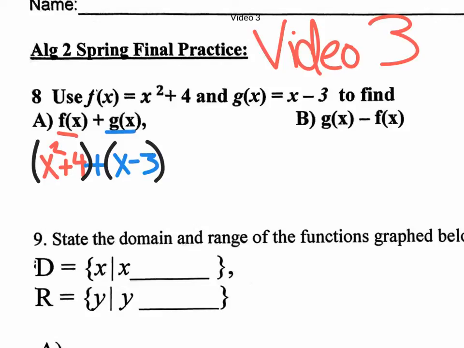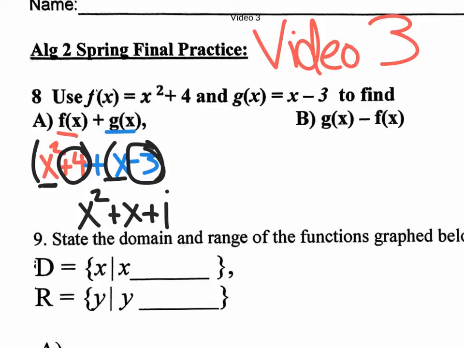So if I combine my x squared, I can't combine it with anything else. I just bring that down. But let me bring down the x next. That's a positive x. And the positive 4 and the negative 3 will give me a positive 1 at the very end. And there's my answer for A.